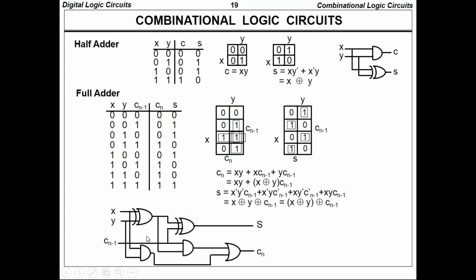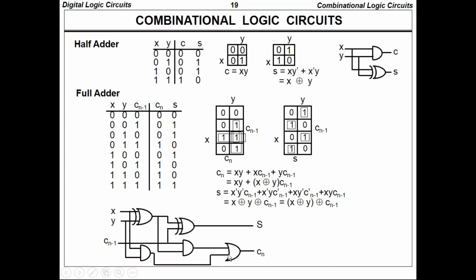If I draw the logic diagram, I get it like this, because you have two XOR gates in the sum expression. So x XOR y, and then that XOR C(n-1), which will be our sum. And for carry, x into y plus (x XOR y) into C(n-1). So you have to sum both this term and this one.